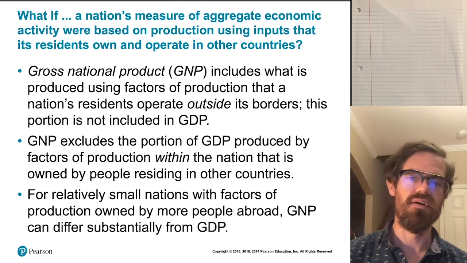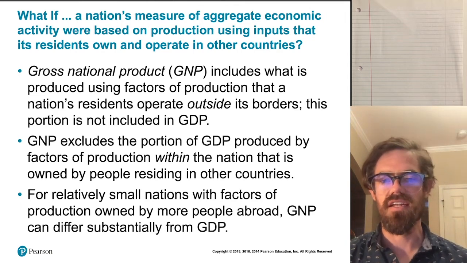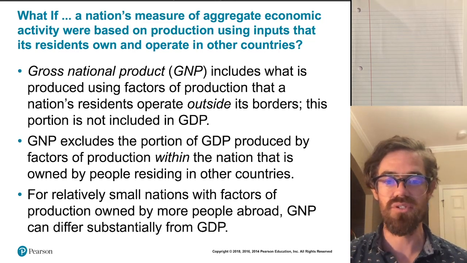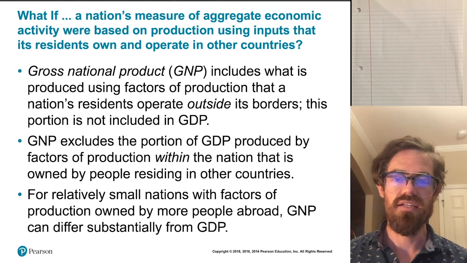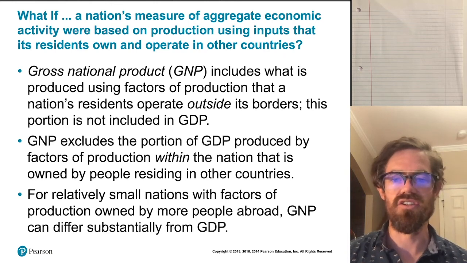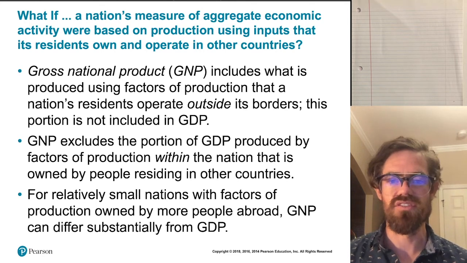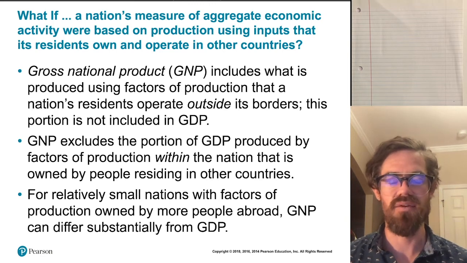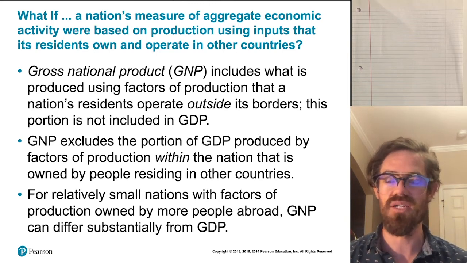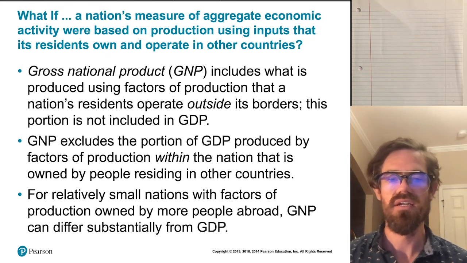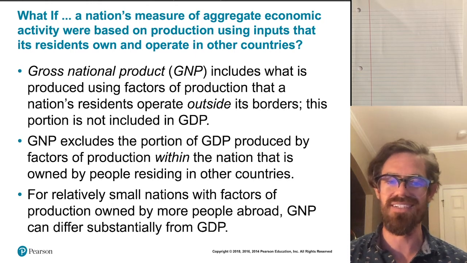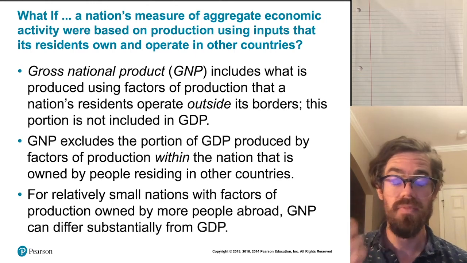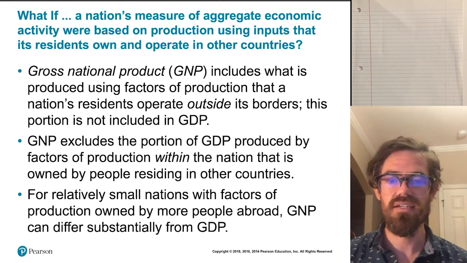A resident of the United States might own resources that are in China. The production of goods and services using those resources in China would not be part of US GDP. It'd be part of China's GDP because it takes place inside China's borders. But it would be part of the US GNP, gross national product, if the resources are owned by someone that lives inside the United States. So that's the difference between GNP and GDP.